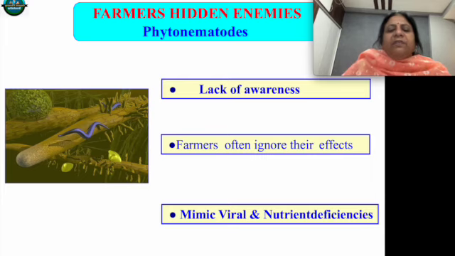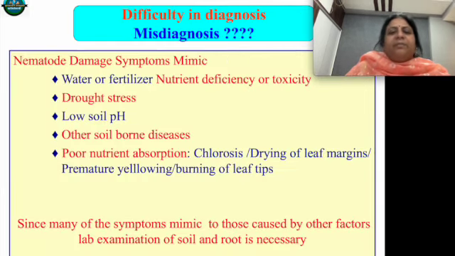Hidden enemies of the farmers are nematodes. Nematodes also could be the reason. Most of the times, the nematode problems are misguided with the nutritional deficiencies. They mimic viral and nutrient deficiencies. Difficulty in diagnosis is the misdiagnosis. That is the problem.